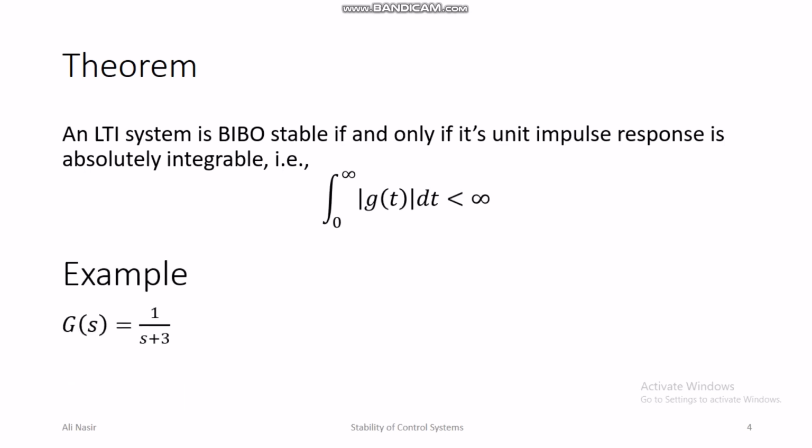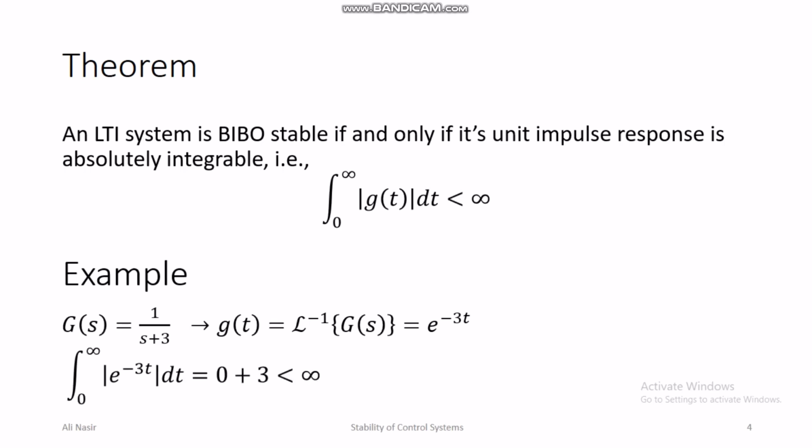Let's say consider a transfer function 1 over s plus 3. This is a first order transfer function. If we take Laplace inverse, we can use the standard Laplace table for calculating this inverse, and we can find easily that the inverse Laplace of 1 over s plus 3 is e raised to the power minus 3t. And when we integrate the absolute value, since e raised to the power minus 3t is always greater than or equal to 0, its absolute value is equal to itself.